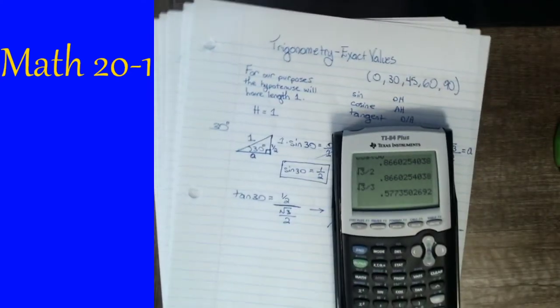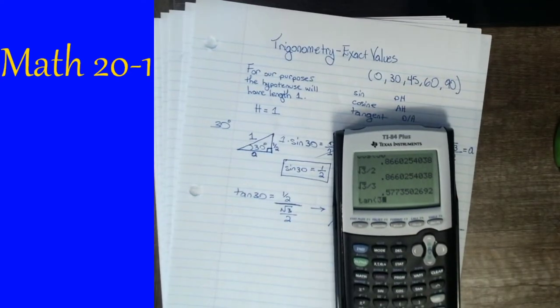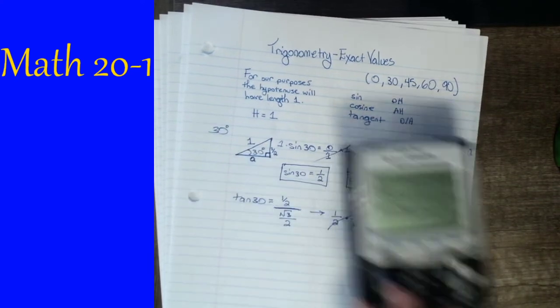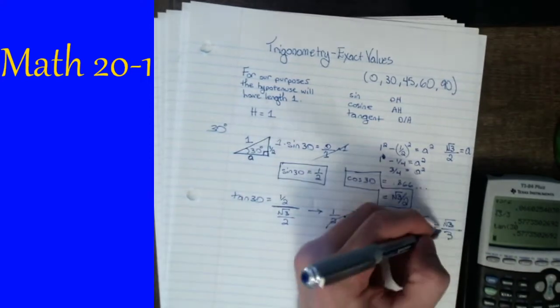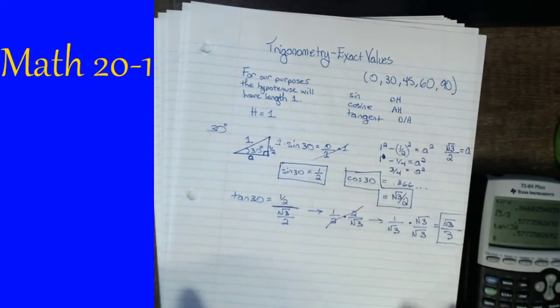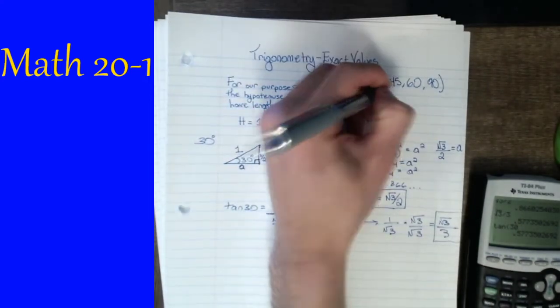So, in the end, root 3 over 3 gives us this 0.577 number. That should also be the tan of 30, which it is exactly. So this is our exact value for the tan of 30. So that gets 30 off our list.